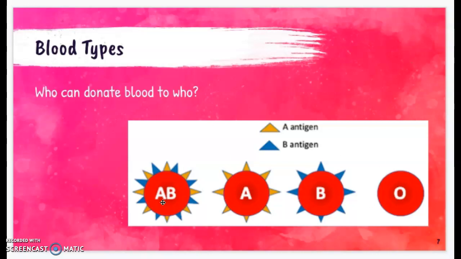And finally, type AB blood is considered the universal recipient. Why is it called the universal recipient? Because it can get blood from anyone.